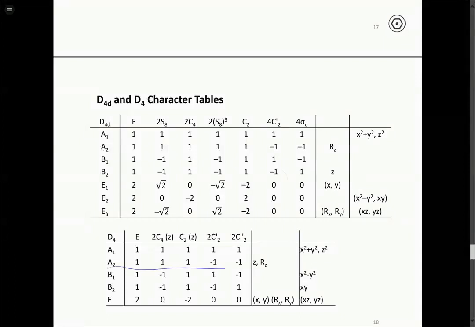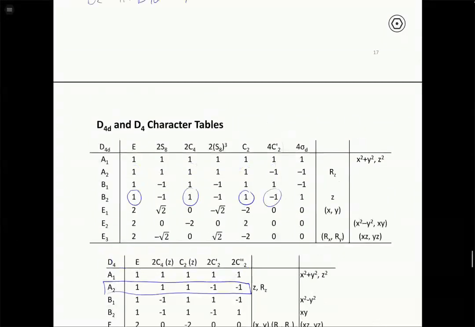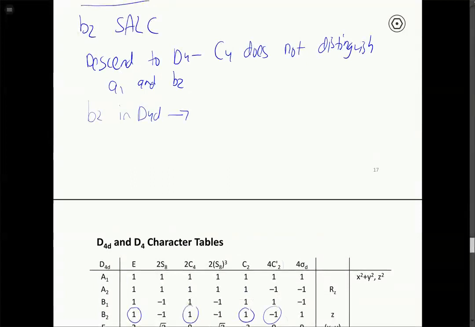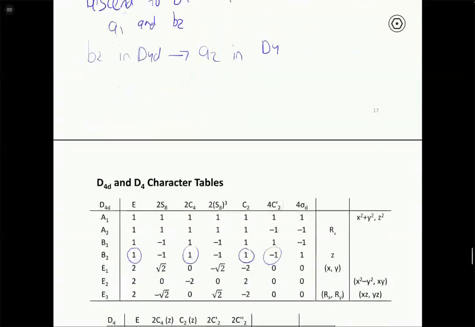Alright, so this set of characters. We have to be a little bit careful about correlations here, because for the B2 representation in D4h, we're considering this character that's preserved in the D4 point group, this character, that character, that character. Those operations are preserved in the lower order group. It's going to be 1s for the rotations about the principal axis, minus 1s for the rotations about the perpendicular axis, and that's what we got here for A2. So we're going to be using the set of A2 characters in the D4 point group to do this SALC, so we have to be careful with correlations.